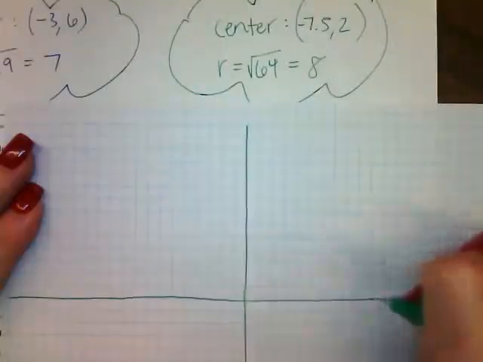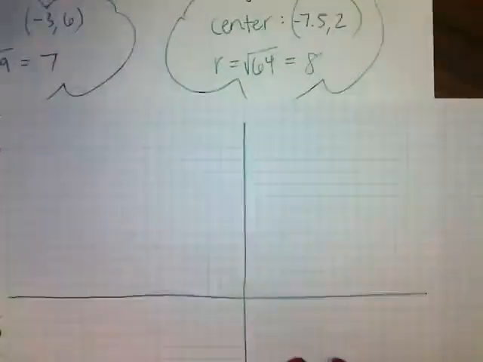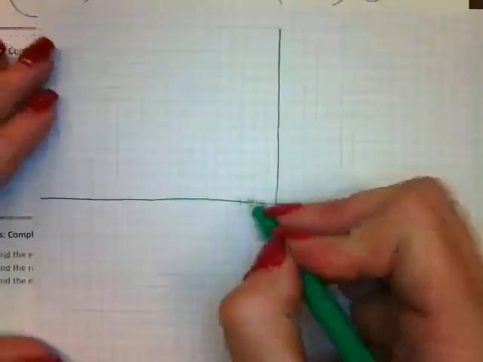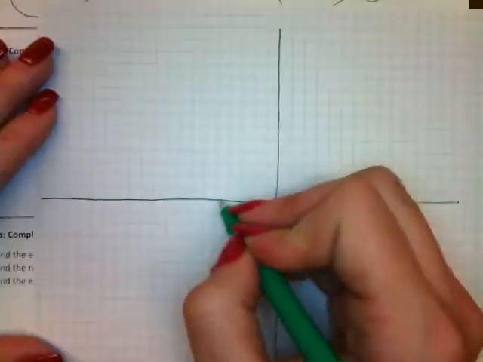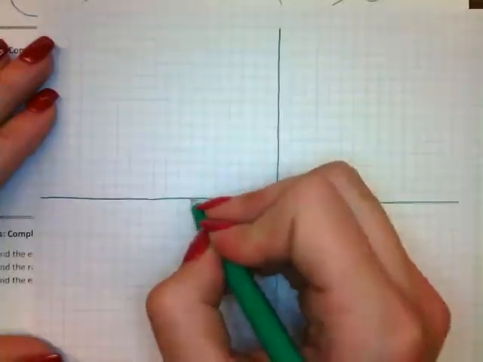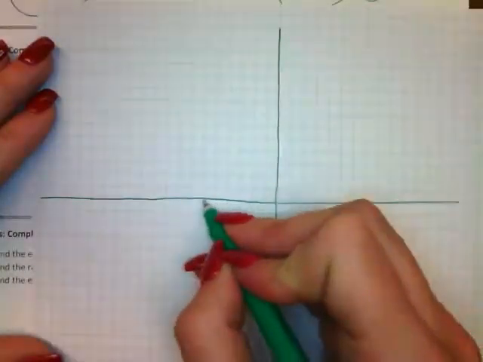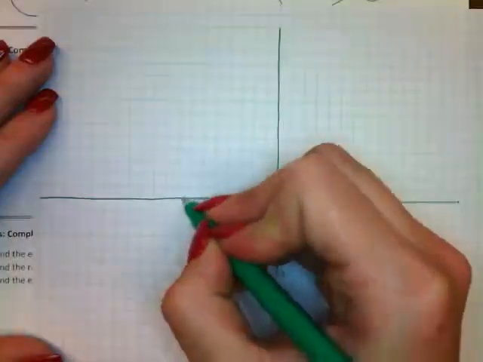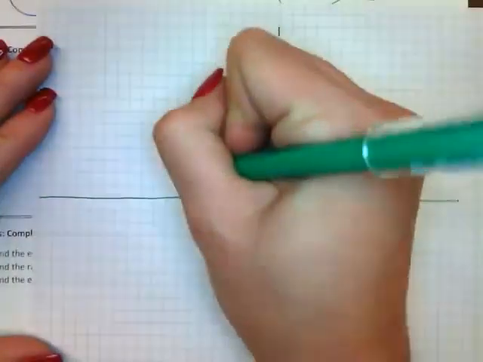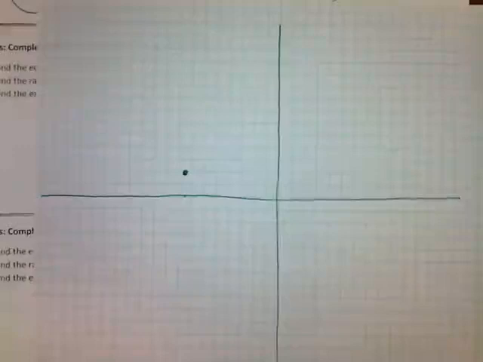See if I can give myself enough room this time around. All right, my center is -7.5, so you can eyeball that one, and up 2. So it looks like my center is right there.